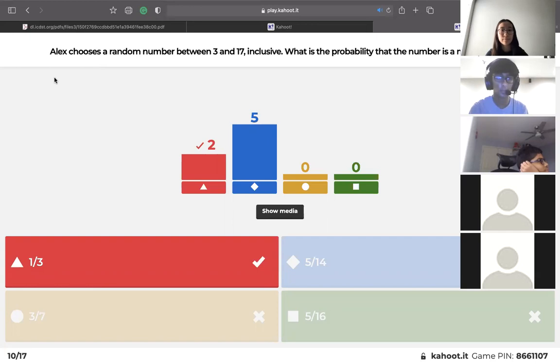Oh, remember, guys, off by 1 errors. Remember, there's not 14 numbers between 3 and 17 inclusive. There's 15. And then there are 5 multiples of 3. So then it would be 5 over 15, which is 1/3. Remember, off by 1 errors.